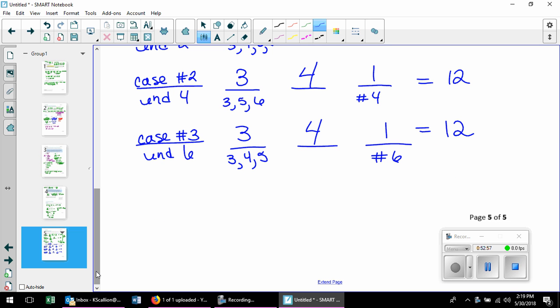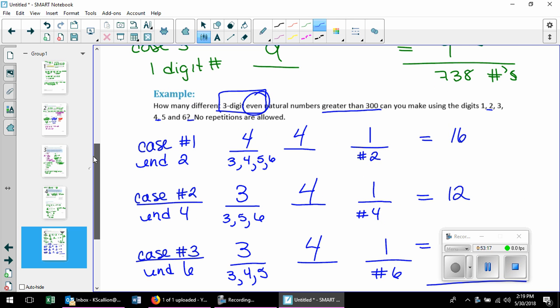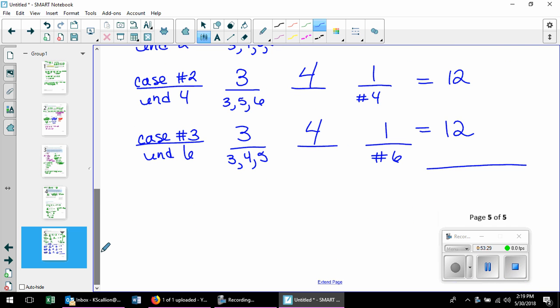You know, I laugh because I'm in the same boat. It's just not something that comes intuitive to me. How come you can't use 1 or 2? Because the question says the 3-digit number has to be greater than 300. If I put a 1 here, that's a 100 number. That's not greater than 300. There were all kinds of restrictions on this question: 3 digits, even, and greater than 300. So you had a ton of restrictions on this one. So what do I got? I got 12, 12, and 16.